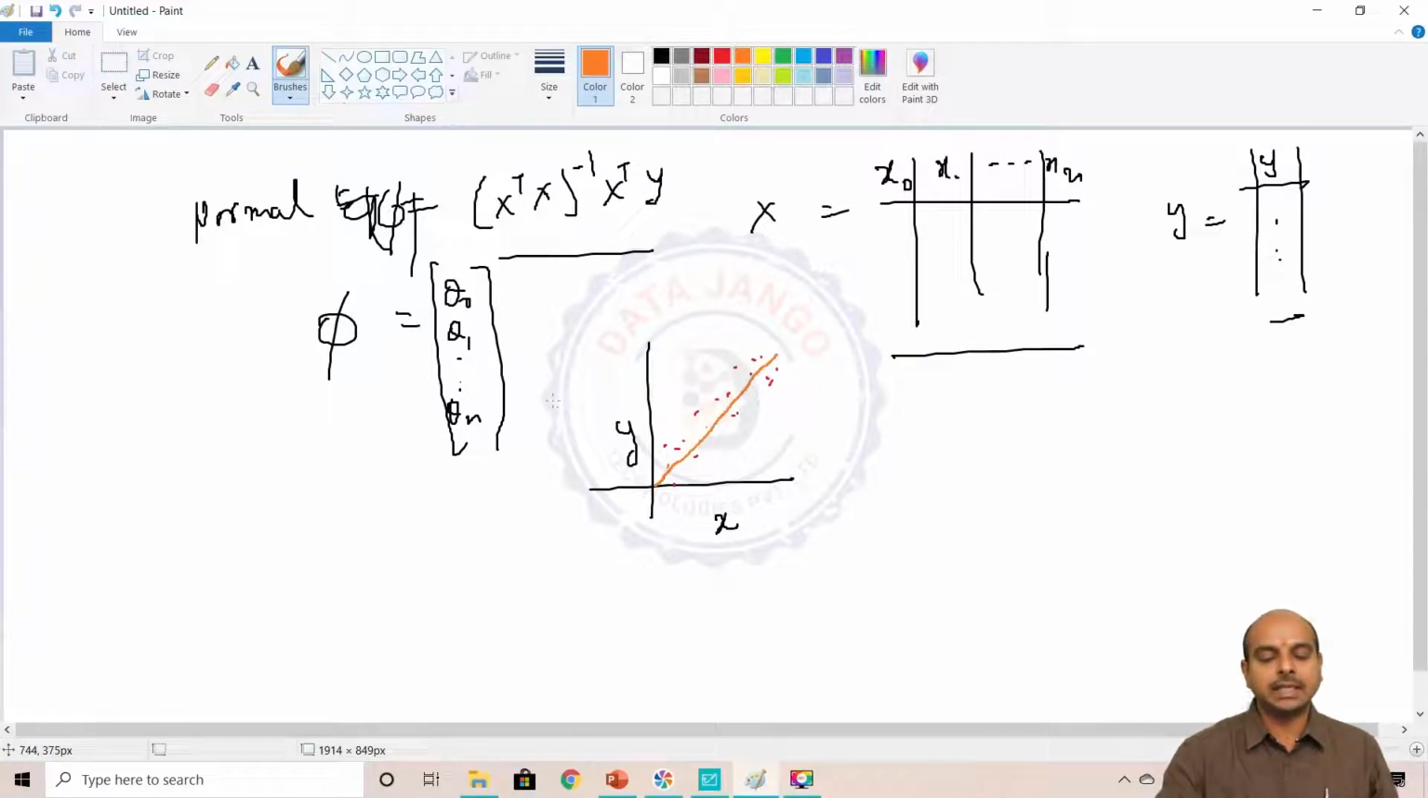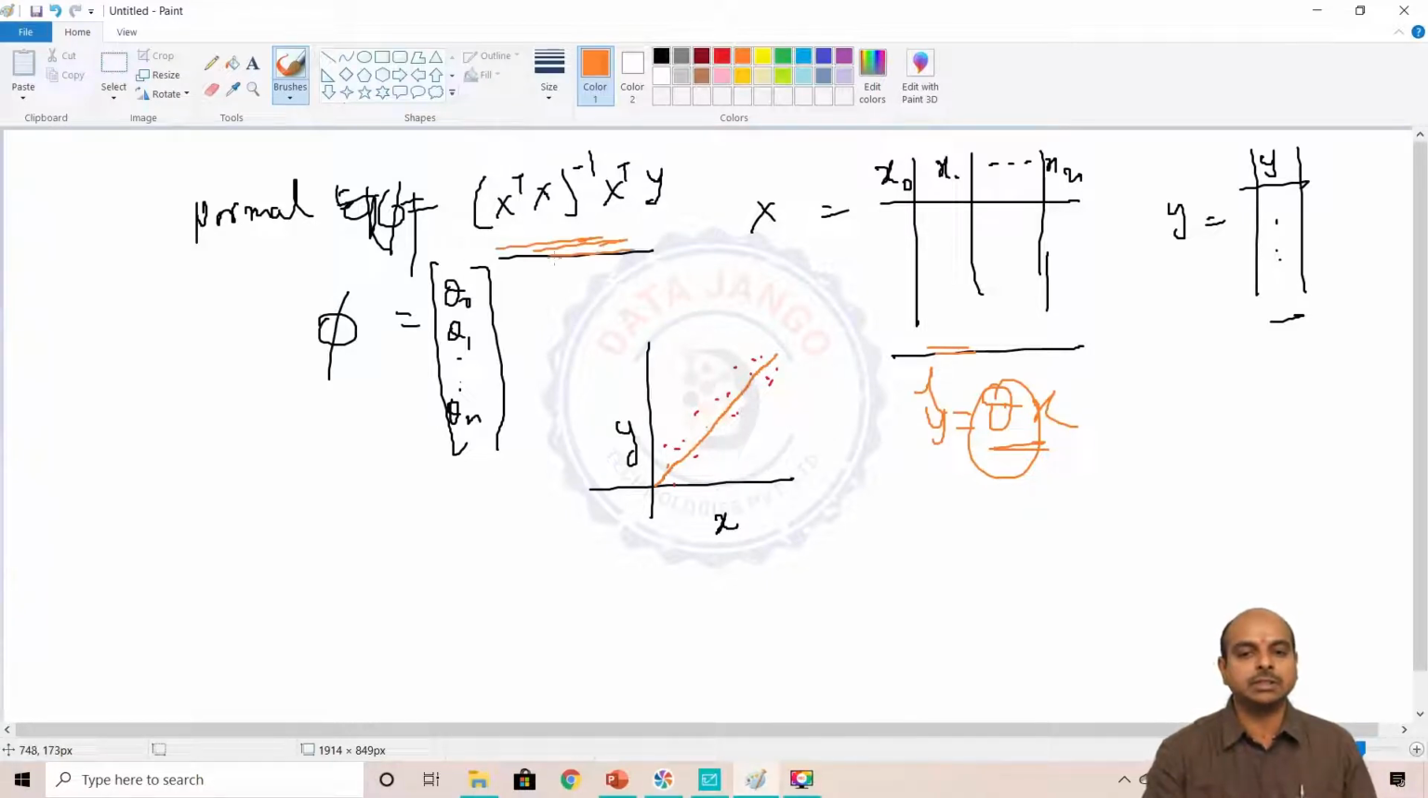When you get theta, what is theta? Y cap is equal to theta into x is the formula. What is this theta? It is the line. The coefficient decides the direction of the line, the slope of the line. So in a single shot you will get it. But the problem with this formula is that if your data is huge, if you have 1 billion records, you cannot execute this because this whole calculation happens in your memory.